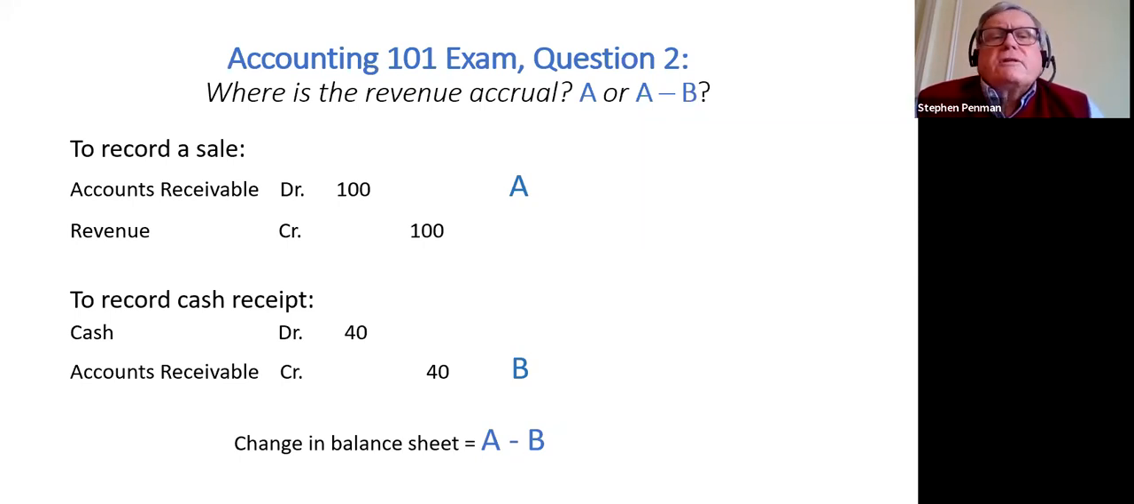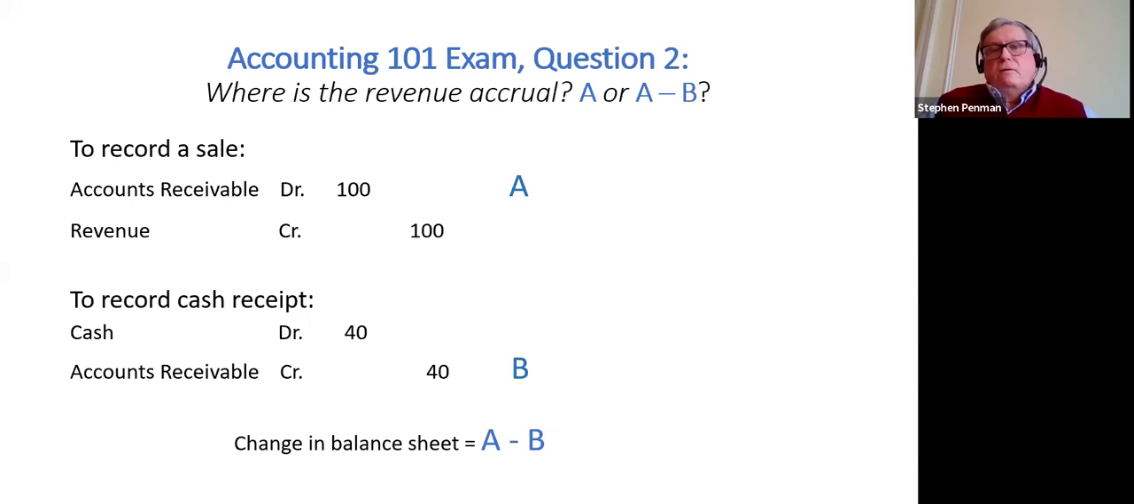So here's a question. There are 2 journal entries here. One is to record revenues. Debit accounts receivable, credit revenue. A, when the cash is paid, you debit cash, you credit accounts receivable. B, which is the accrual? A or A minus B? Where, of course, A minus B is what's in the cash flow statement.